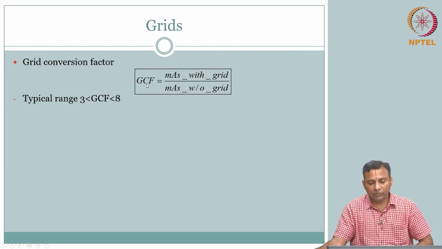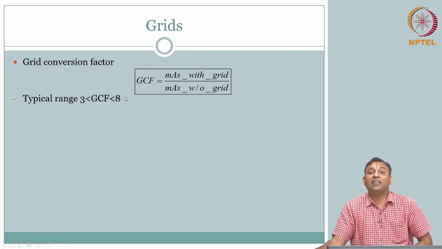So, grid conversion factor times exposure without grid is equal to the exposure with grid. If you look at this number, it is saying that if I use a grid, the exposure with grid is several times, because 3 to 8, several times the exposure without grid. Clear? So, how much is it? This is the factor. So, you have to increase the exposure.